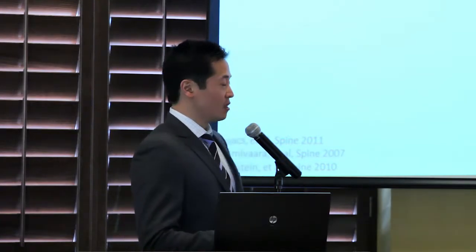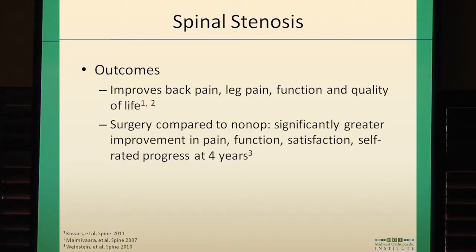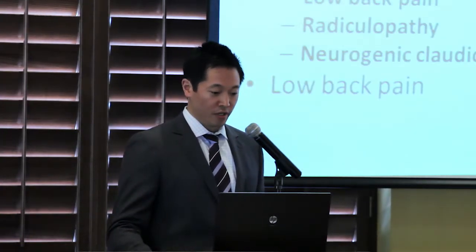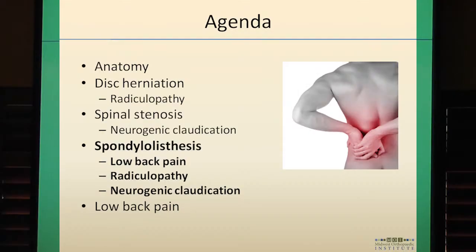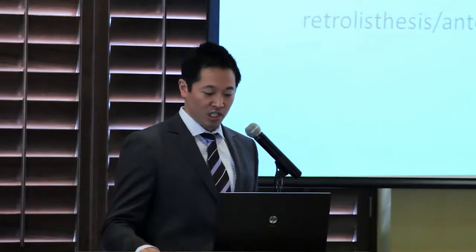So what are the outcomes? Through the same multi-center prospective controlled randomized trial that we looked at for the disc herniations, spinal stenosis surgery has been demonstrated to provide significant improvement in back pain, leg pain, function, and quality of life out to 4 years. So it's good to know that you're actually doing something useful for patients. The next thing we should talk about here is spinal listhesis. This is kind of the next level of progression within the disc degeneration spectrum.